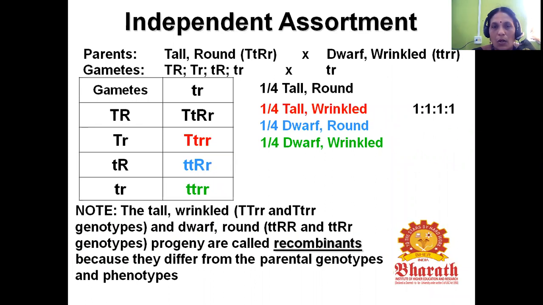We cross this tall, round with dwarf, wrinkled. We get the gametes capital T capital R, capital T small r, small t capital R, small t small r. So out of four, one is tall, round, one is tall, wrinkled, one is dwarf, round, one is dwarf, wrinkled. Note that the tall, wrinkled and dwarf, round progeny are called recombinants because they differ from the parental genotype and phenotype.